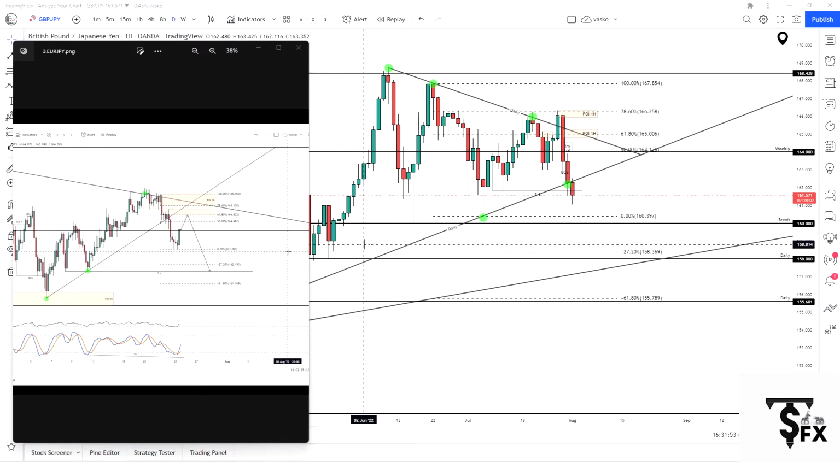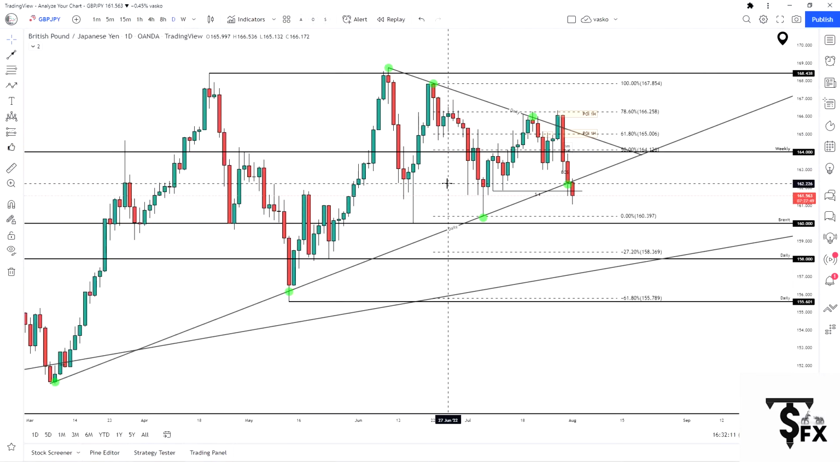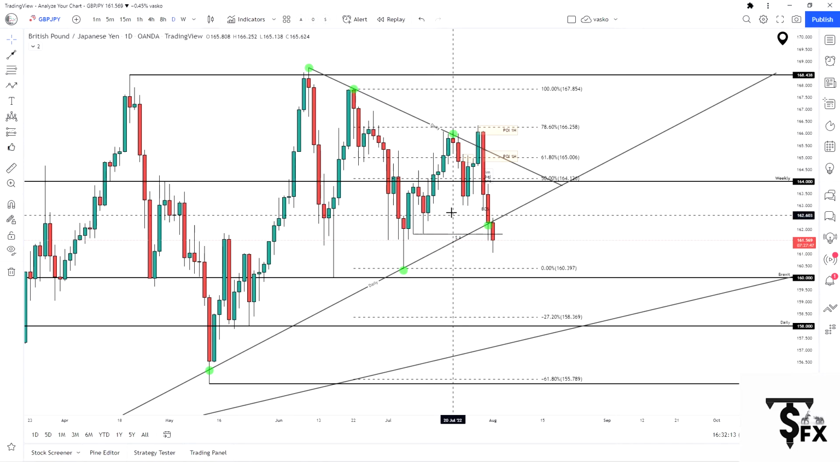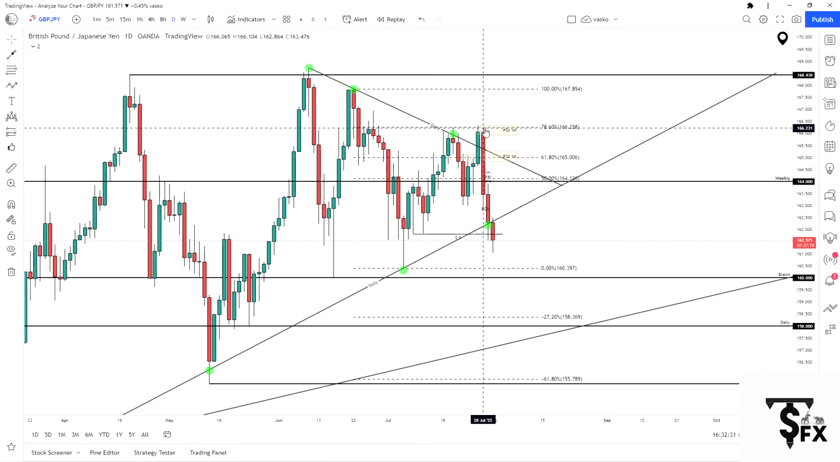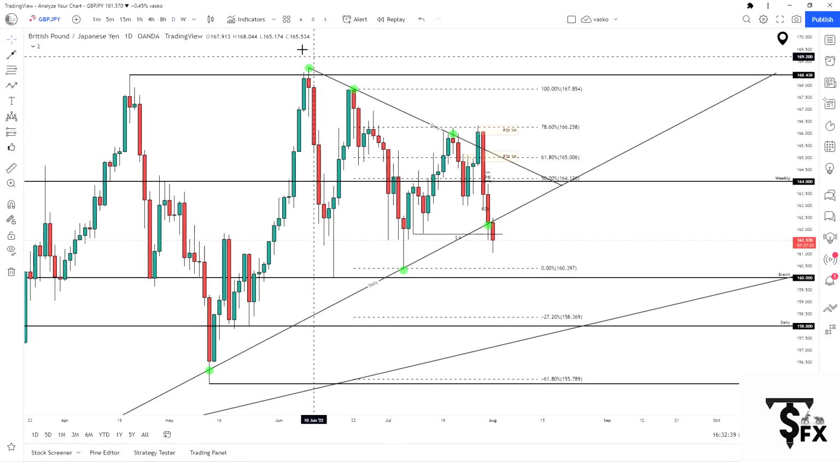British pound to Japanese yen. Here we said that after this impulse wave, we are expecting the price to make a correction, to make a test on this breakthrough and to start to go down. As we can see, the price did exactly the same, but the price returns more than we expected. It makes a fake breakthrough of this daily trend line, then started to go down.